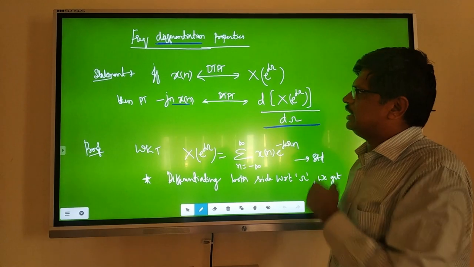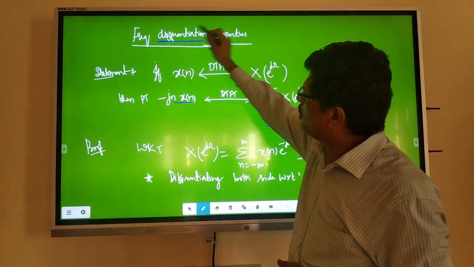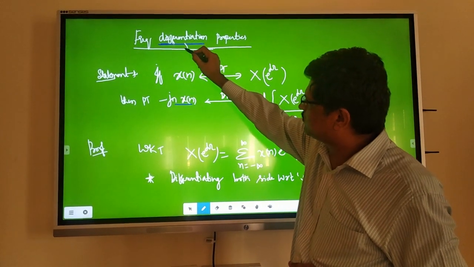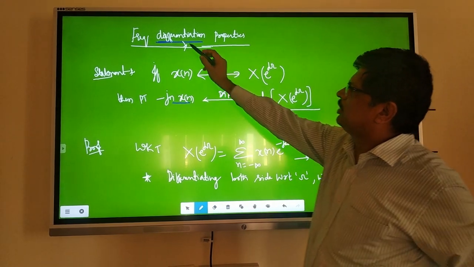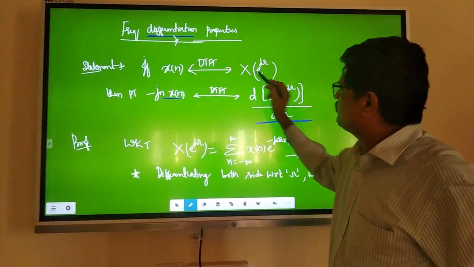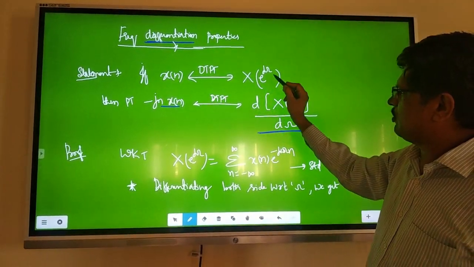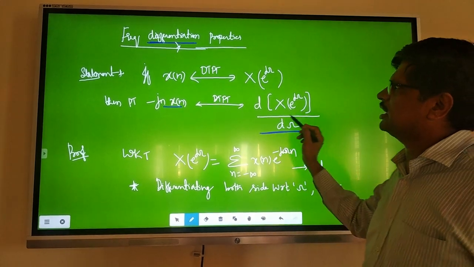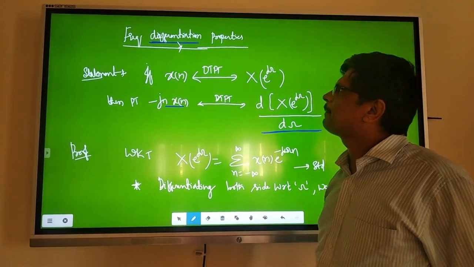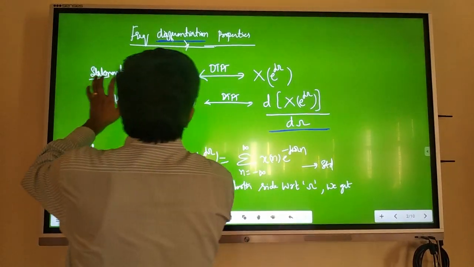Frequency differentiation property. See this word itself: differentiation is done in the frequency domain. That is, the derivative of X(e^{jω}) with respect to ω. That's the name, the frequency differentiation property. Let me see the statement now.